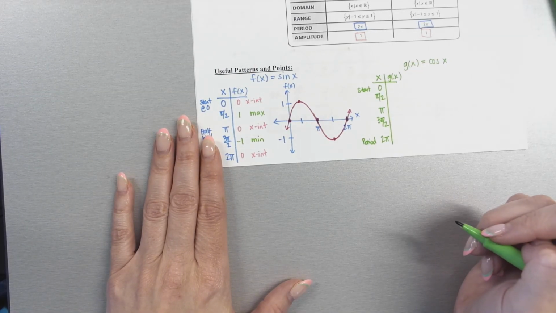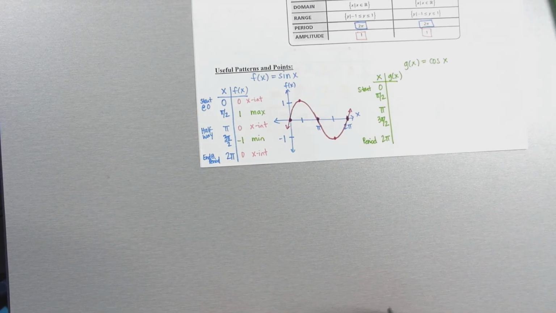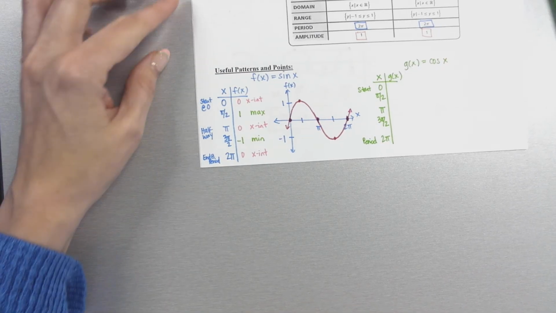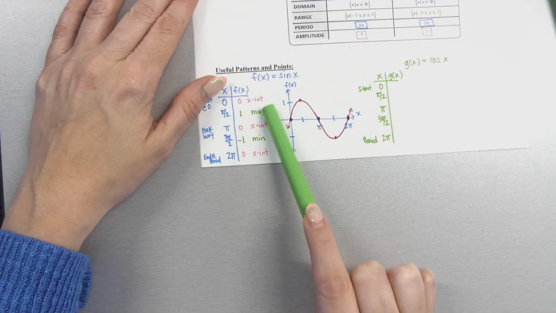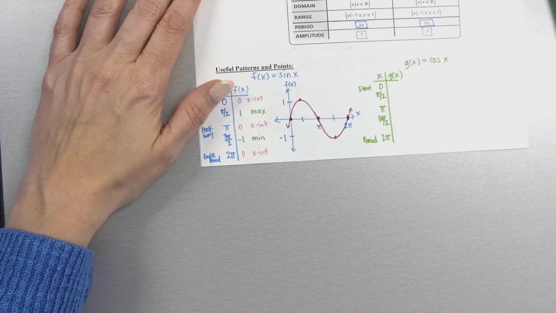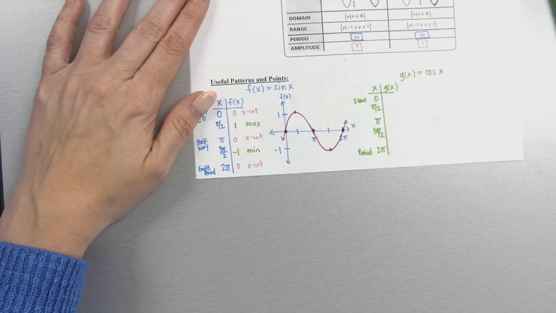Are you with me? Okay, and then we're going to talk about the pattern here. So for sine, it's x-intercept, x-intercept, x-intercept, then you do the max, then you do the min. Let's look at the graph of cosine.